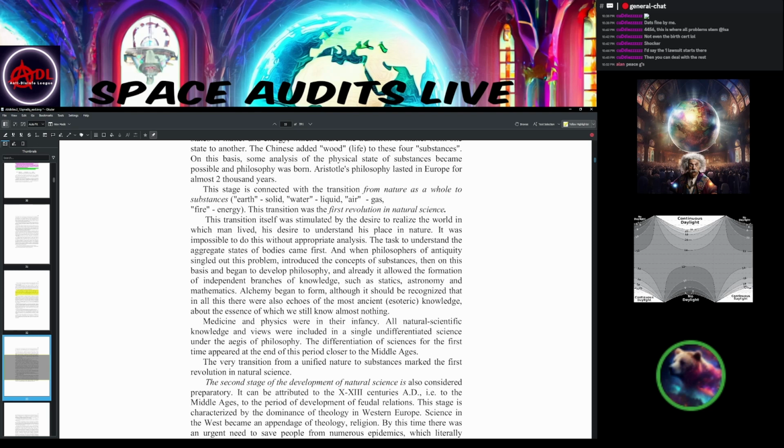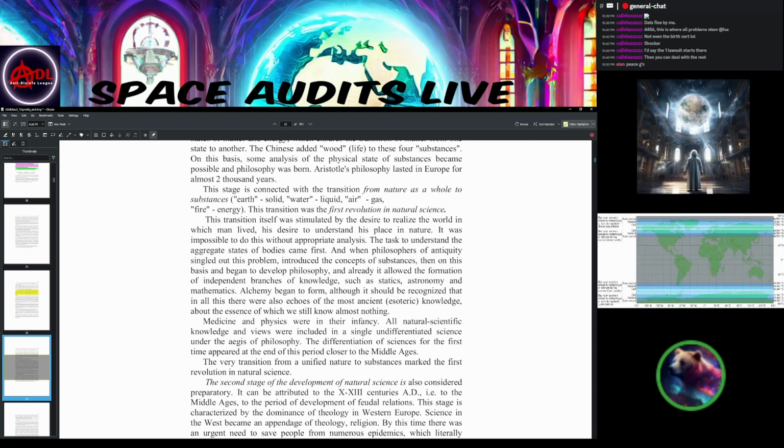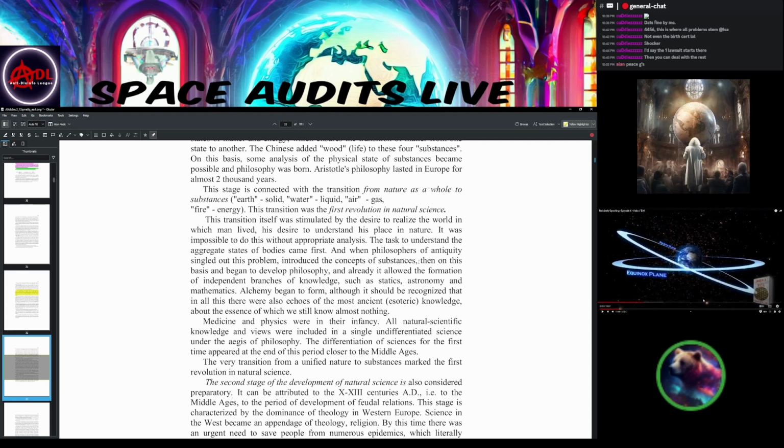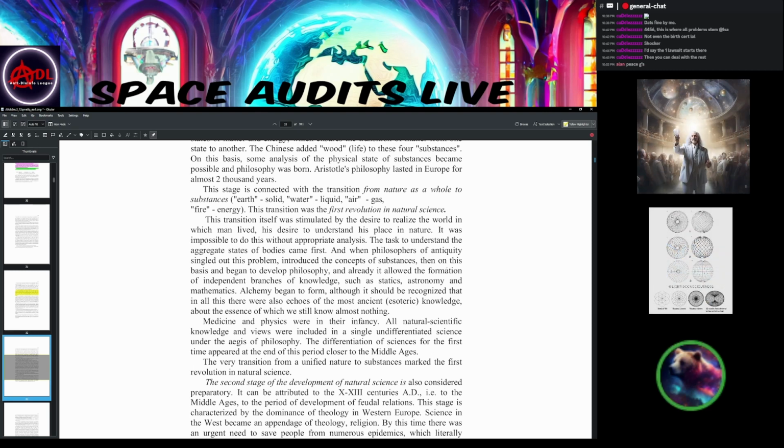This transition itself was stimulated by the desire to realize the world which man lived in and his desire to understand his place in nature. It was impossible to do this without appropriate analysis. The task to understand the aggregate states of bodies first came, and when philosophers of antiquity singled out this problem, they introduced concepts of substances, and on this basis began to develop philosophy, and already allowed the formation of independent branches of knowledge such as statistics, astronomy, and mathematics.